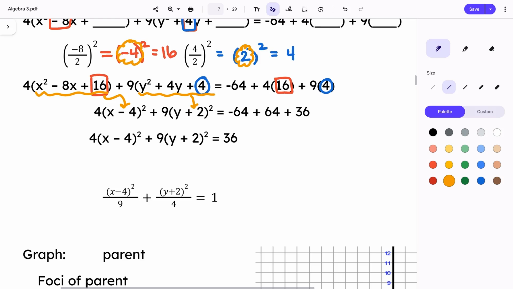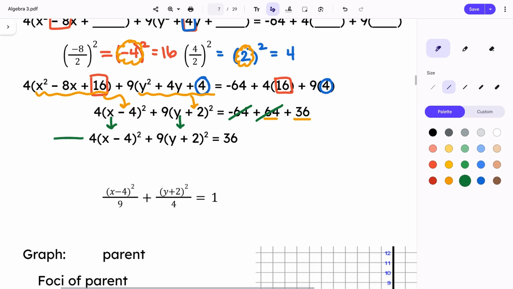And then what's happening over on the right side is they're starting to simplify it. So they took 4 times 16 to get the 64, 9 times 4 to get the 36. Last thing they did on the right side, because all of this just kind of dropped down, they didn't change anything there, is they saw that there was a positive and a negative 64. So they just canceled those out and we're left with 36.